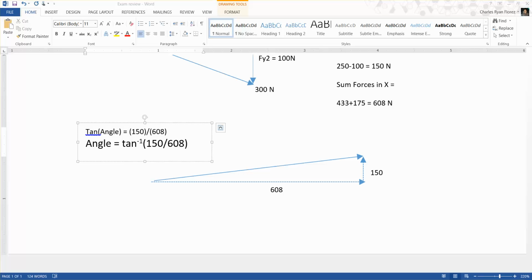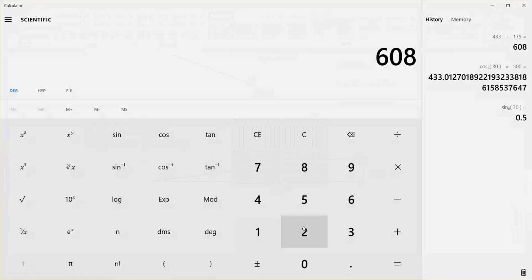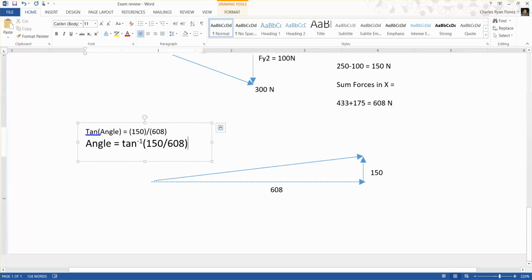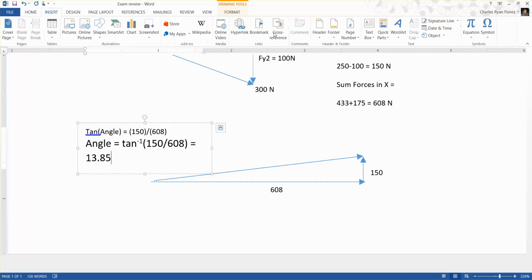Did I do this right? Yeah, opposite over adjacent. We're expecting a small angle. 150 divided by 608 gives us 0.24. Then if we take the inverse tangent of it, right here, we get 13.85. I'm in degrees, so it's giving me an answer in degrees. So our angle is 13.85 degrees. Okay, that's pretty much it as far as finding the direction.